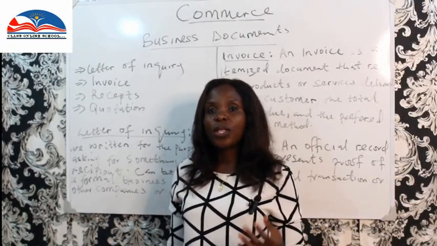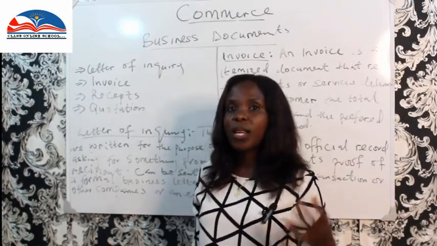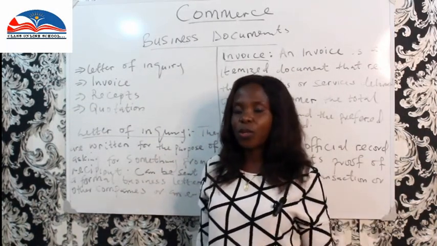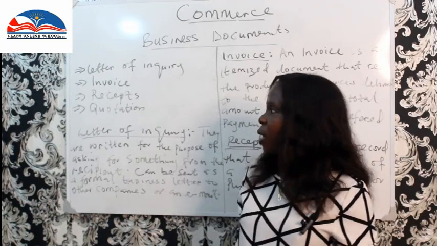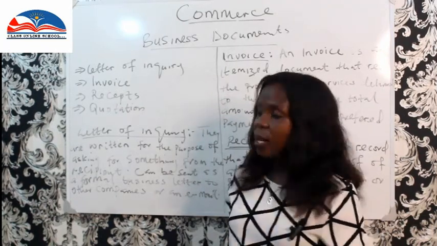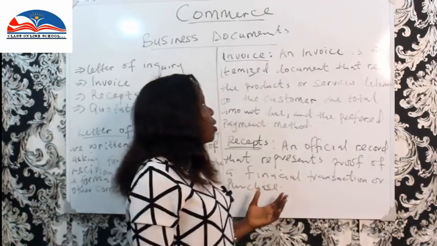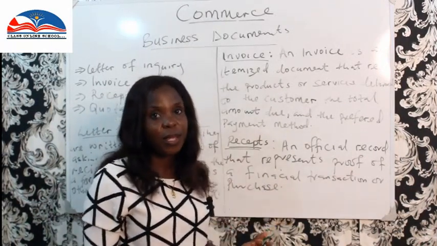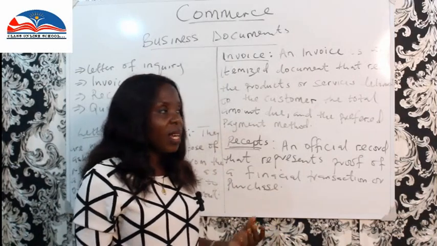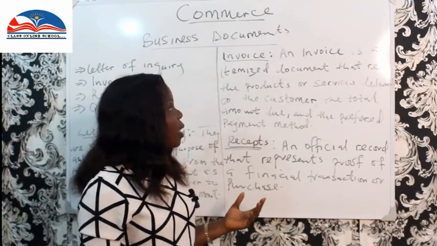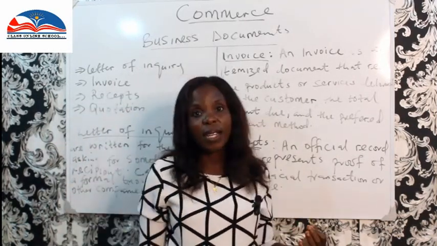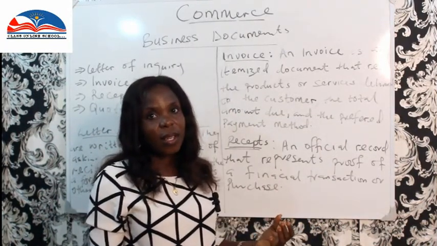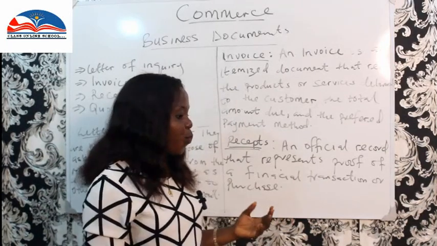Okay, so we have seen the first document, letter of inquiry. You send it to the recipient's company to ask for something that you want to be in the know about. That's letter of inquiry. The next one is invoice. What is an invoice? You see, in our business, we prepare invoice. And so when I prepare this invoice, it's a document that talks about our products.